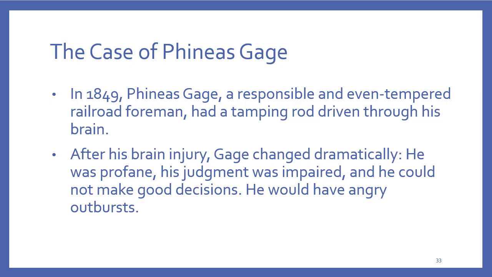Not a fun thing to happen. You can only imagine the wonderful medical skills they had in the 1850s. So after his brain injury, which he survived miraculously, he changed dramatically. Before, he was just kind of an even-tempered dude. People really liked him. He made good decisions. He was the foreman. He was kind of in charge. But afterwards, he was profane. He wasn't able to maintain good judgment. His decision-making was hampered. He would have these outbursts. He was just a very imbalanced, dysregulated person afterwards.